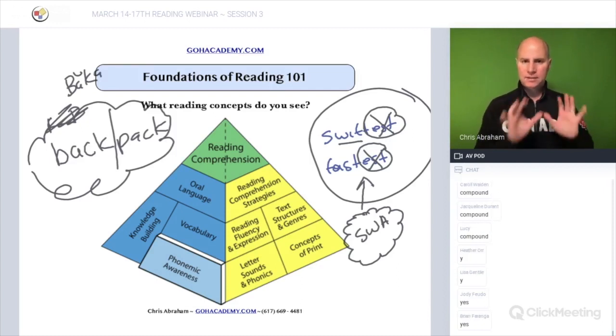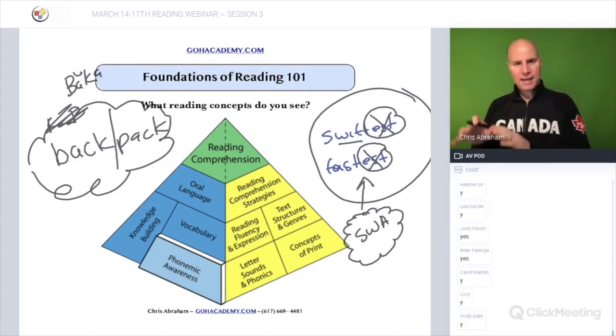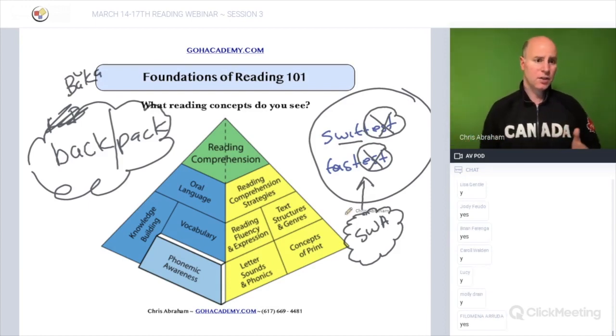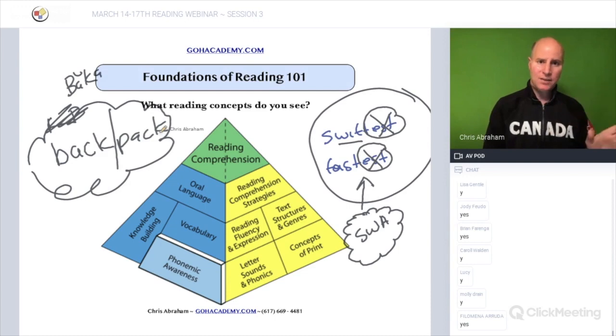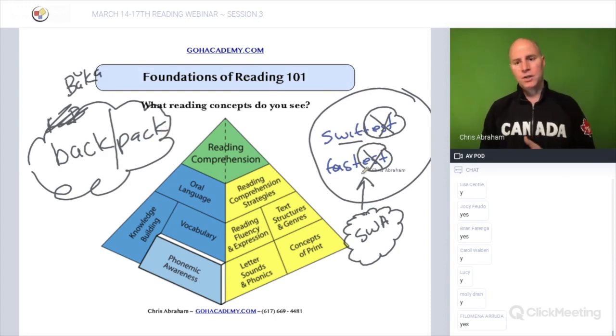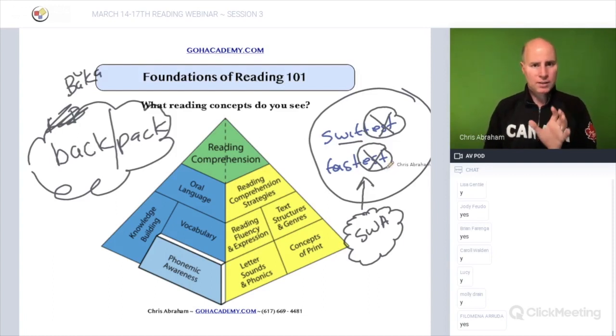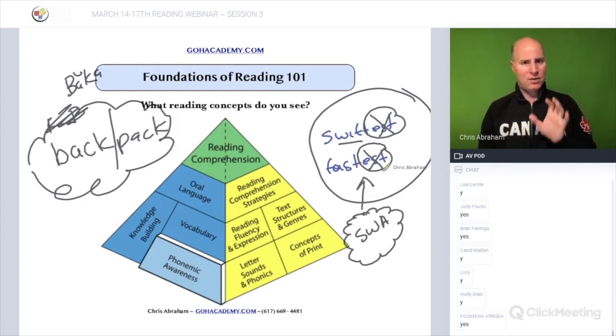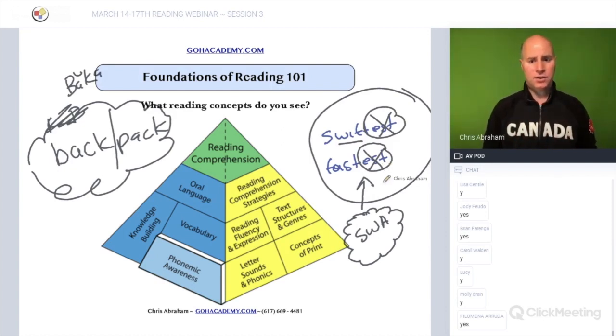Sometimes these things don't necessarily look the same, but they're the same weakness. So a student having difficulty with a word like backpack, or omitting endings of words like fastest, this would show weakness in multi-syllable words, and them not breaking it apart or using structural word analysis to decode it. So you could use structural word analysis for both of these.